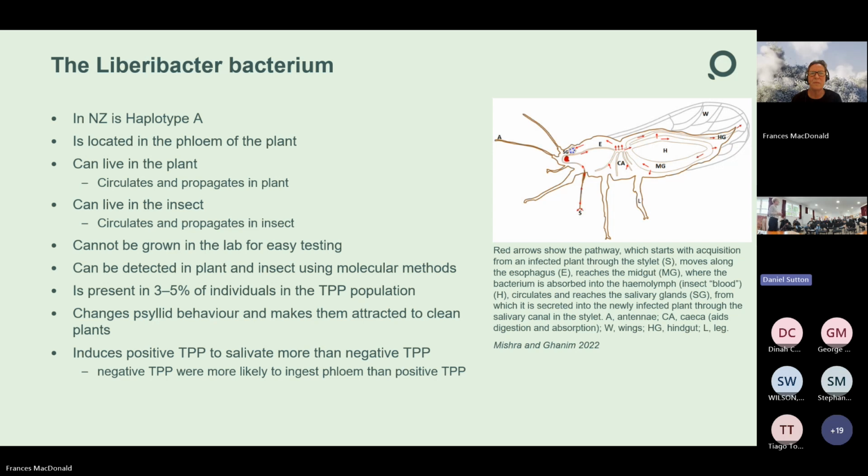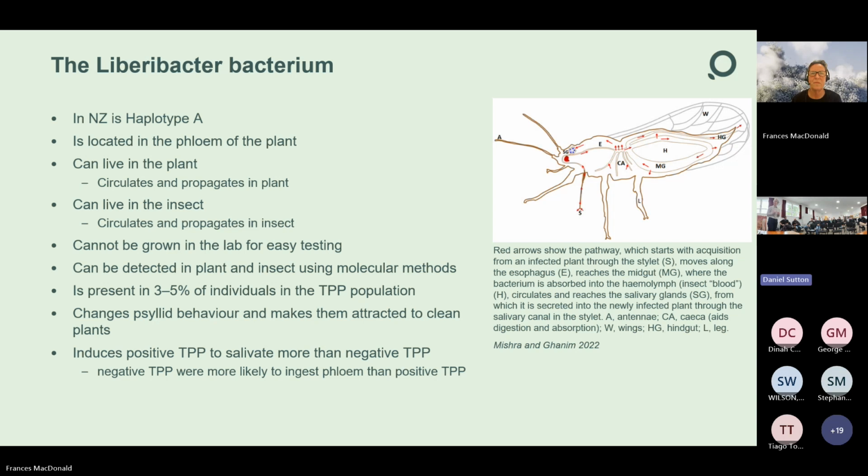What the Liberibacter does as well is that it changes the behavior of the psyllid. And we have shown that if a psyllid is infected with Liberibacter, it's actually more attracted to clean plants than to Liberibacter-infected plants. If you are a psyllid that is not infected with Liberibacter, then you're more attracted to Liberibacter-infected plants. So it's also manipulating the plant and the psyllid to make sure that it gets around in the environment.